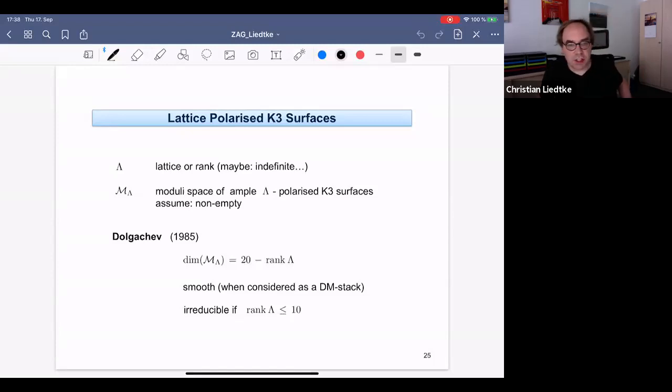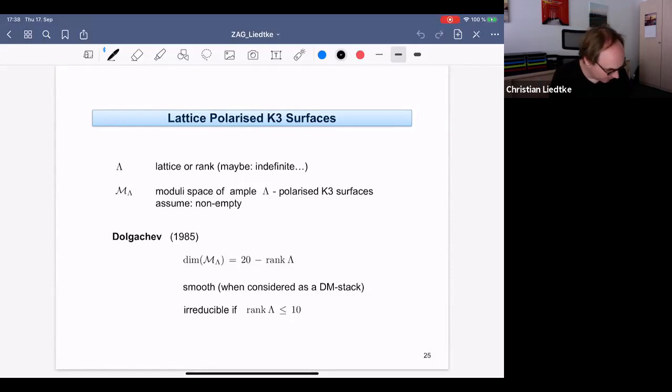And what Dolgachev showed, at least this is the only reference I know, in his paper on Arnold's strange duality and mirror symmetry for K3 surfaces, is that the dimension of this moduli space, if non-empty, is 20 minus the rank. It is smooth, as a Deligne-Mumford stack. There can be some issue with stabilizers, so otherwise it's an orbifold. And if the rank isn't too large, maybe this isn't the best estimate, then it's even irreducible. So for example, in the ranks we're interested in, namely 2 and 4 for the conjecture, we will talk about an irreducible moduli space. So we have this moduli space of these Lambda-polarized K3 surfaces.